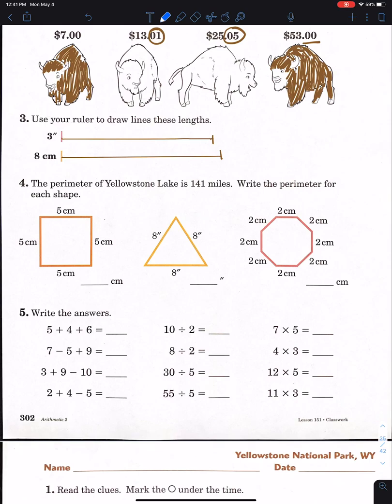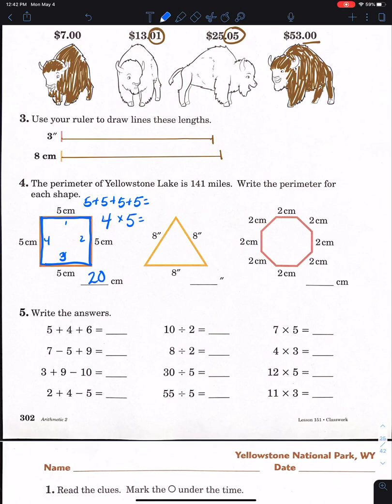How do we find the perimeter? We add all the sides together. So we have 5 plus 5 plus 5 plus 5. You could do it that way, or it's 4 sides, and that's 4 times 5. And what is the answer? 20. The perimeter of the square is 20 inches.